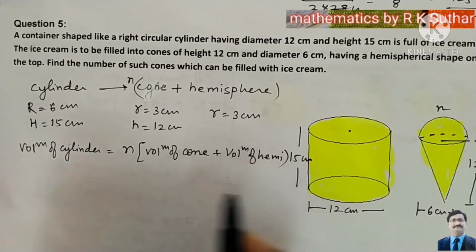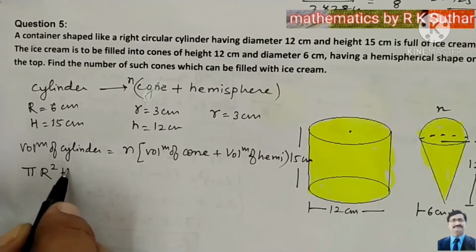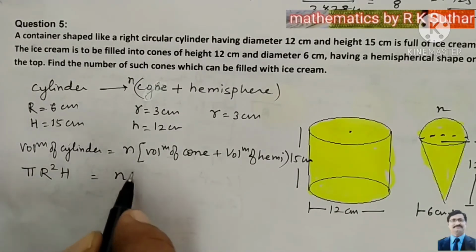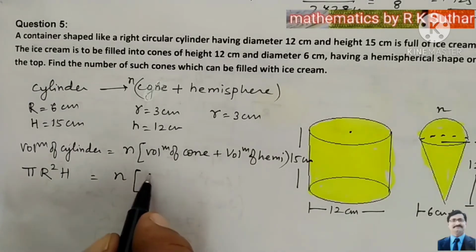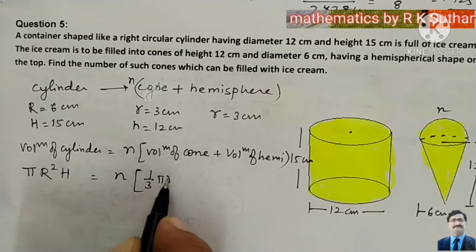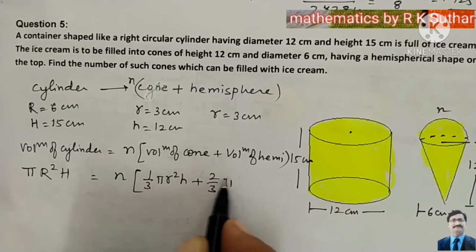All of you understand this? Now, volume of cylinder we know: pi r square H, capital H. And volume of cone we know already: 1/3 pi r square h. Volume of hemisphere we know already: 2/3 pi r cube.